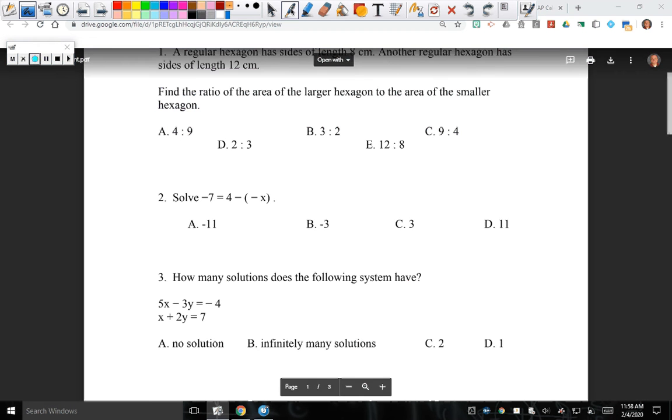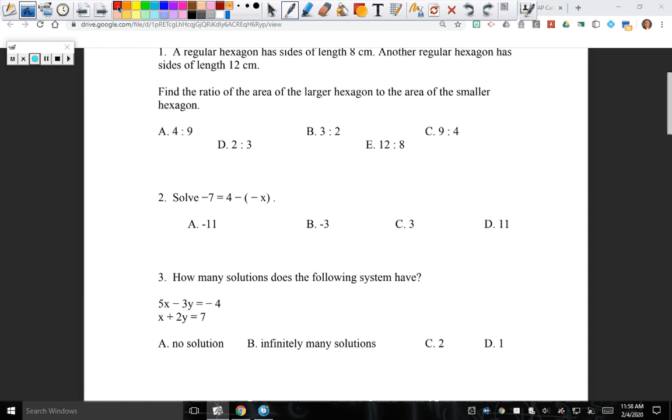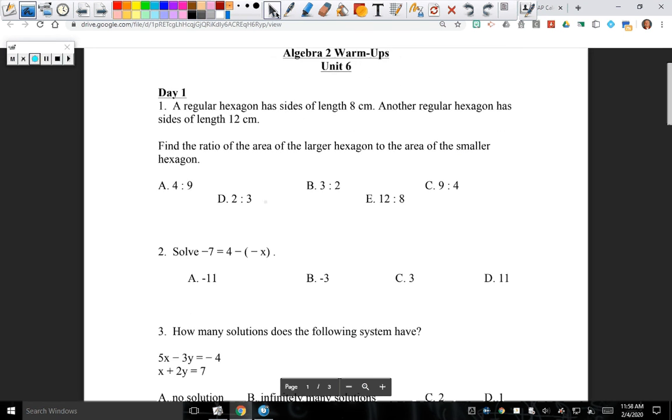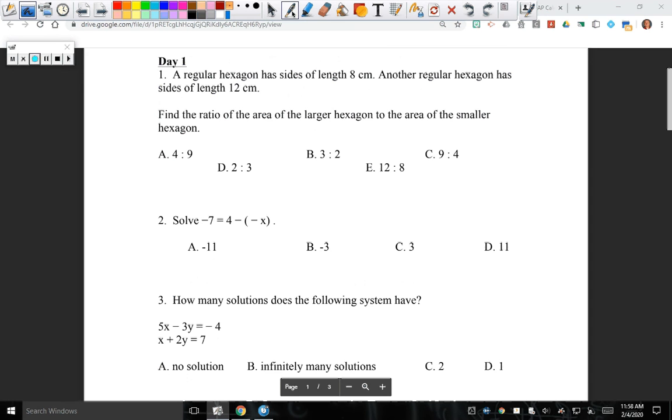Alright guys, so let's go over the warm-up for day 1 of our Unit 6. Okay? First thing, chances are you studied this in geometry close to April or May-ish. And by then, a lot of us are ready for summer. And unfortunately, this material is highly tested, especially on the ACT.